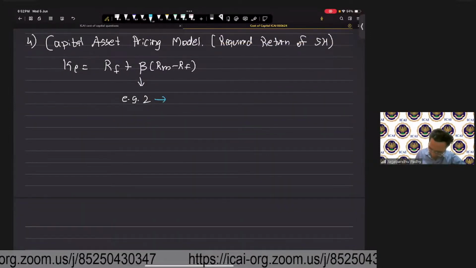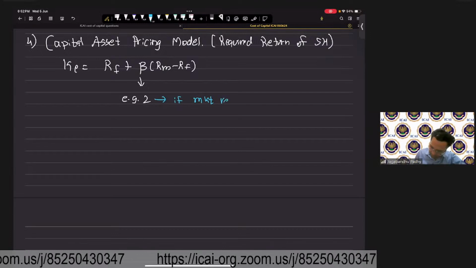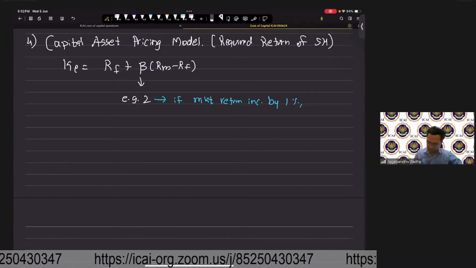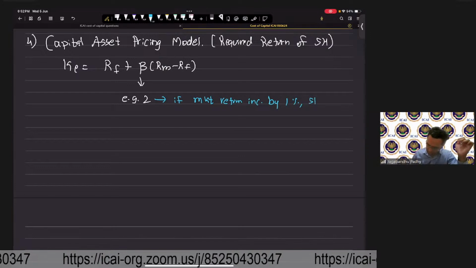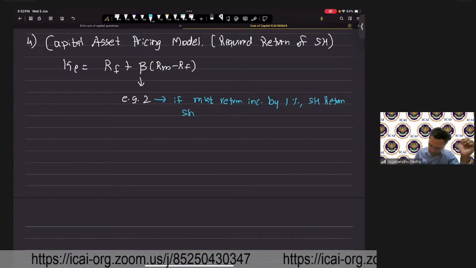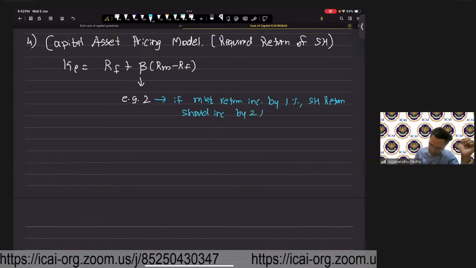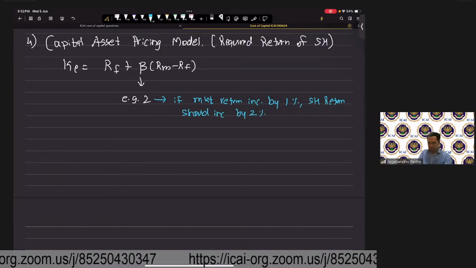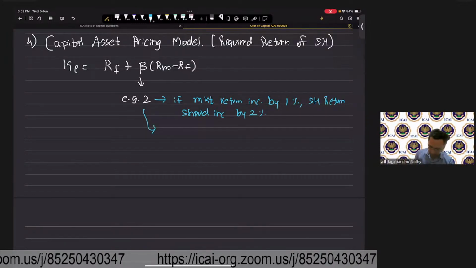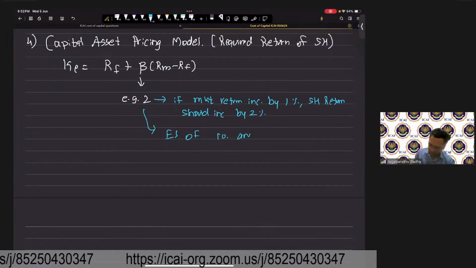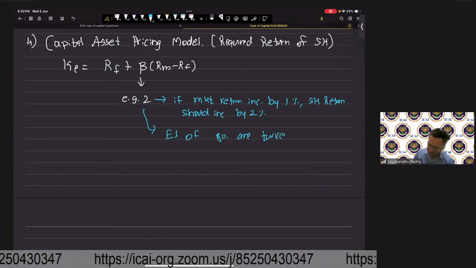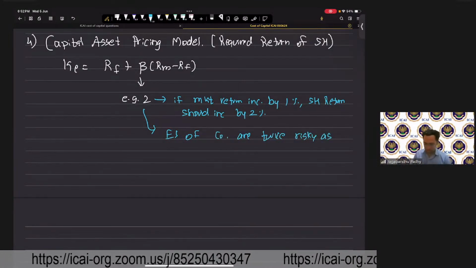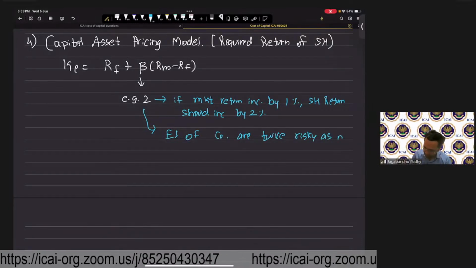Beta of 2 simply implies if market return increases by 1%, shareholder return should increase by 2%. Right? Or it can also be stated as equity shares of the company are twice as risky as the market.